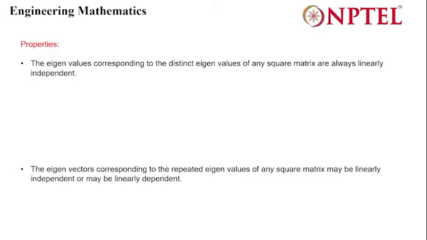Okay, one more property. Eigenvectors corresponding to the distinct eigenvalues of any square matrix are always linearly independent. Again, I have written eigenvalues, this will be eigenvectors. So this is very important and a favorite for the GATE. What is this saying? The eigenvectors corresponding to the distinct eigenvalues of any square matrix are always linearly independent. Suppose we will take again one 2 cross 2 matrix.